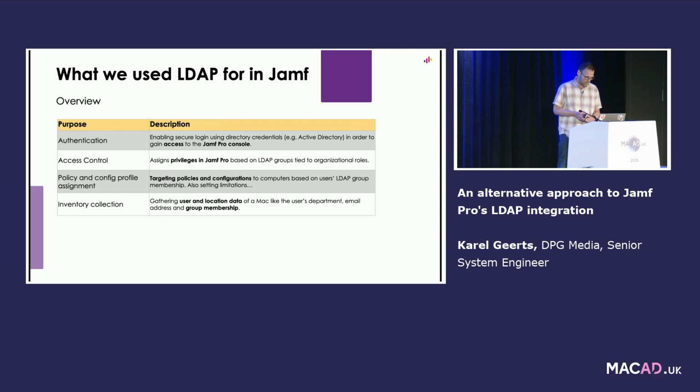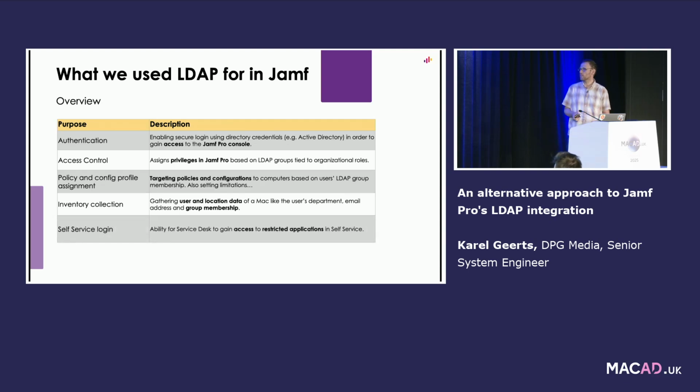Fourth, gathering user and location data of a Mac. For example, the user department, email address, group membership, building, and so on. And lastly, self-service login. In our case, we use the login of Self Service for the service desk to gain access to more restricted applications. So, for example, applications that we do not want the standard users to execute.